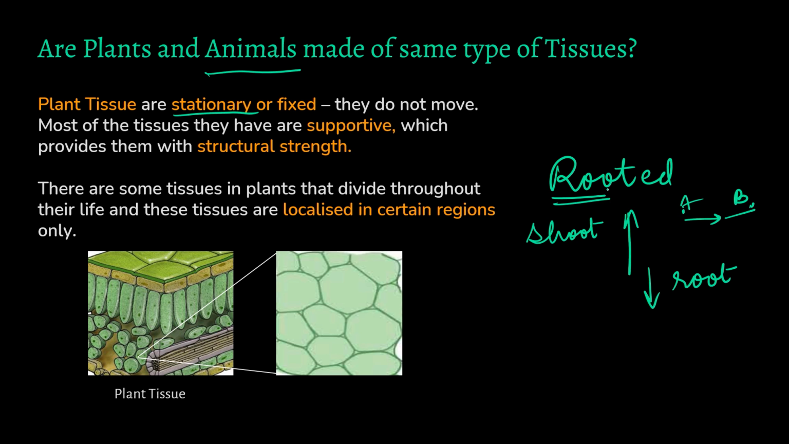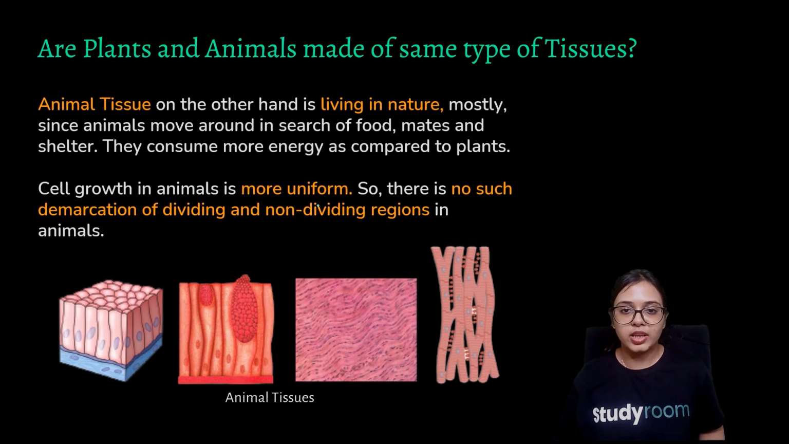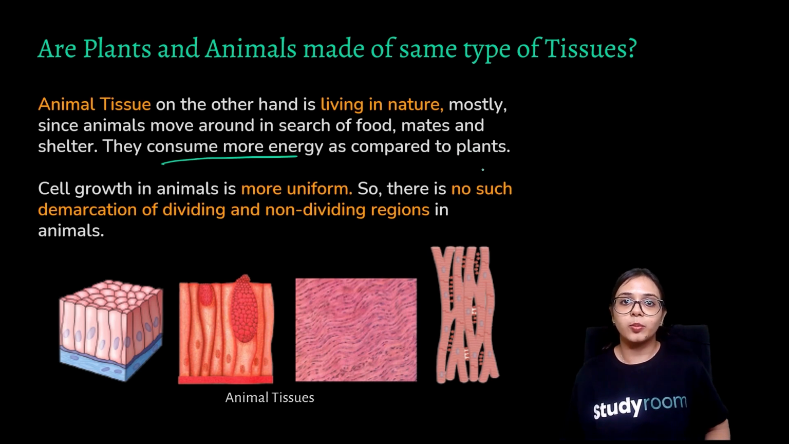There are some tissues in plants that divide throughout their life, and these tissues are localized in certain regions only. Like I told you, in vertical growth, or sometimes also in horizontal growth, there are some tissues in plants that are localized, but the cells in plants are very different from those of animals. Animal tissue, on the other hand, is living in nature. Why? Because I told you that they move in order to search for food, mates, and shelter. Because they are in a constant state of motion, they consume more energy, they require more energy as compared to plants.